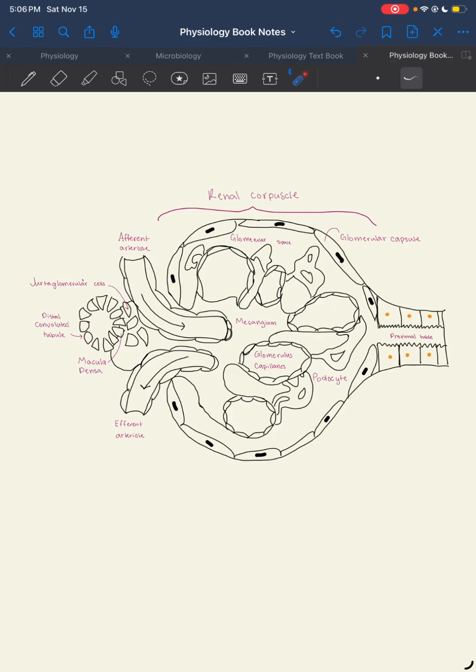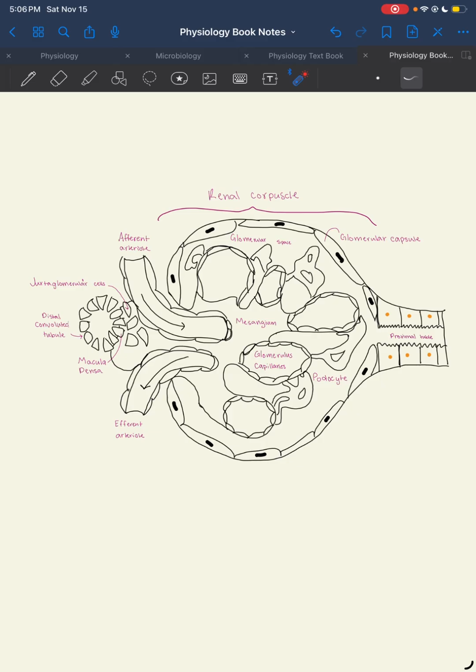The high pressure inside the capillary forces fluid and small solutes out of the blood into the Bowman space to form a filtrate. The filtration membrane has 3 layers. The first layer is the fenestrated endothelium of the glomerular capillaries, which has pores that allow water and small solutes to pass, but not blood cells.